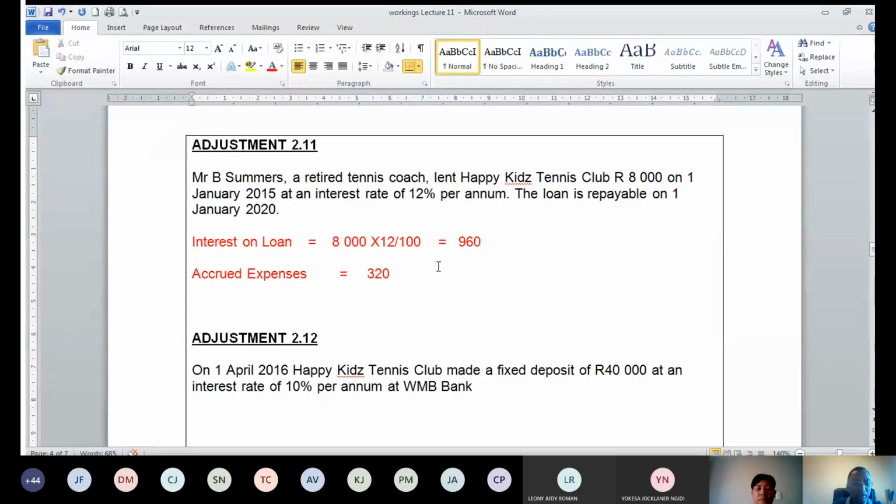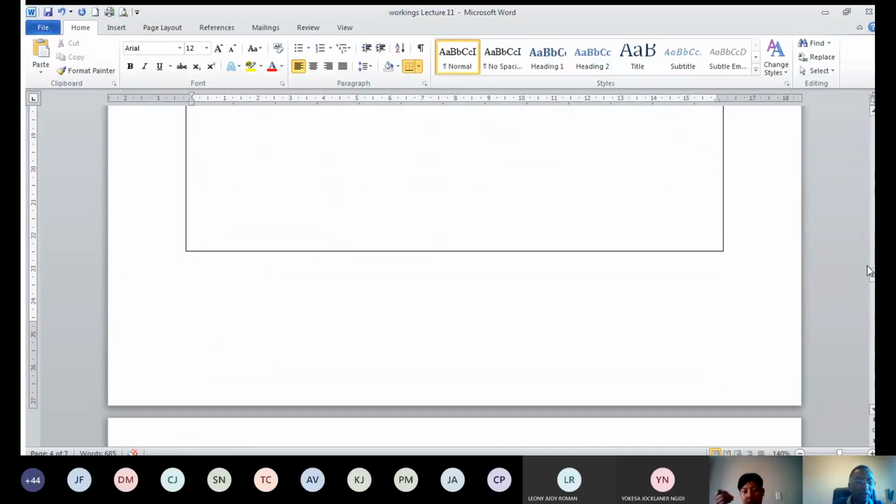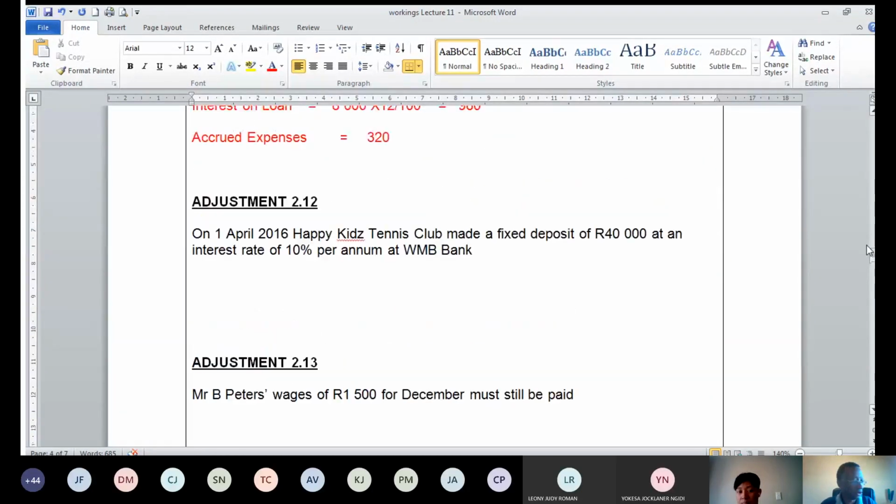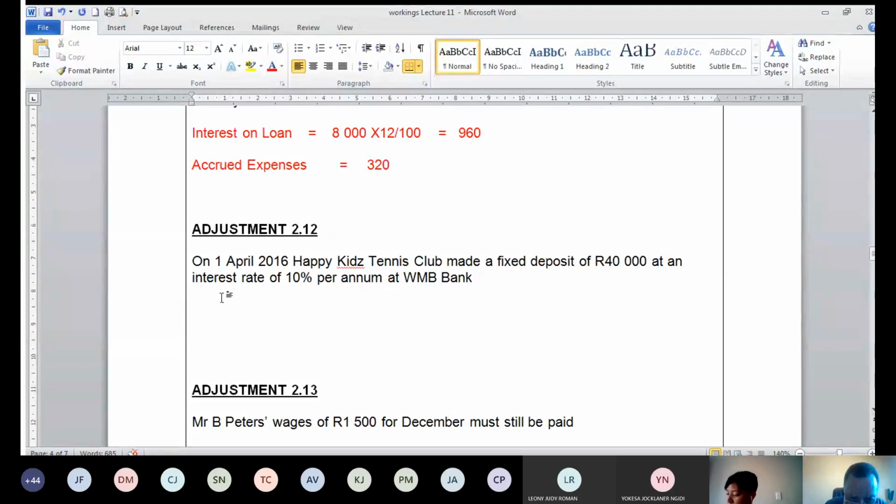Okay, guys. Next adjustment, 2.12. 2.12, guys. On the 1st of April 2016, which is during this financial year, Happy Kids Club made a fixed deposit of 40,000 Rand at an interest rate of 10% per annum. So guys, we have made a fixed deposit. We are entitled to interest on our fixed deposit.